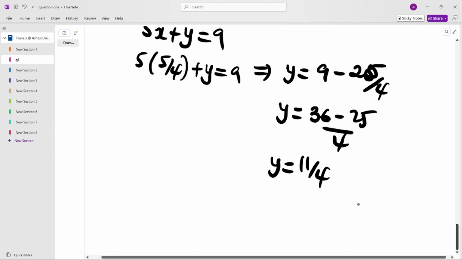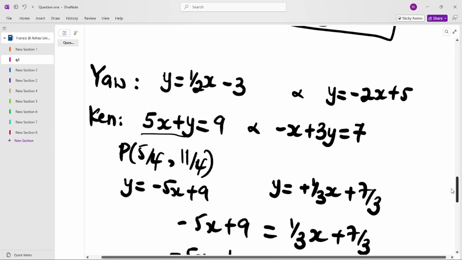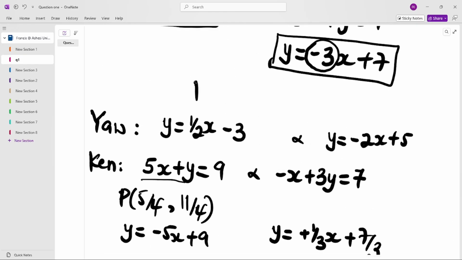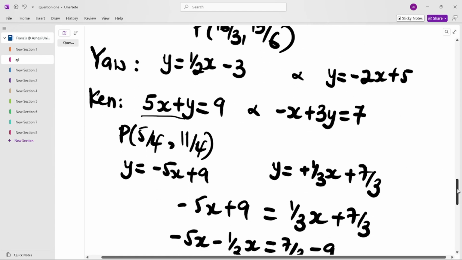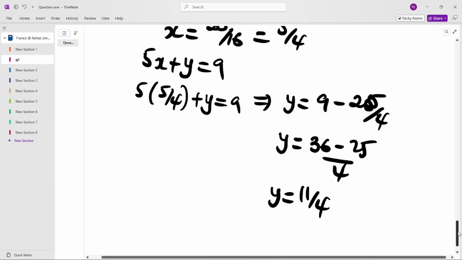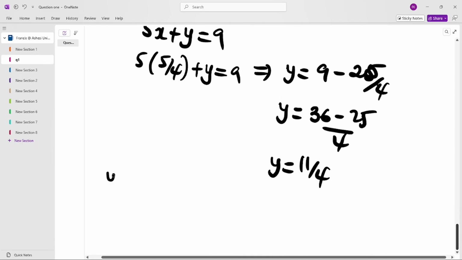Sir, I also had x equal to 16 over 3 and y to be 13 over 6. Okay, let's confirm your answer as well. Give me your two equations. Y equals what?